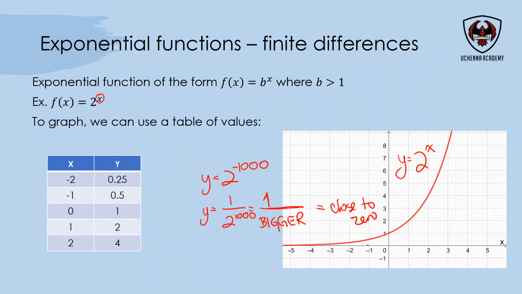So that means that this function, this red function, even though it looks like it's touching the x-axis, it's not. It's actually getting very, very close to the x-axis, and we call that an asymptote. A horizontal asymptote is an imaginary line that this function approaches, but never, ever reaches.